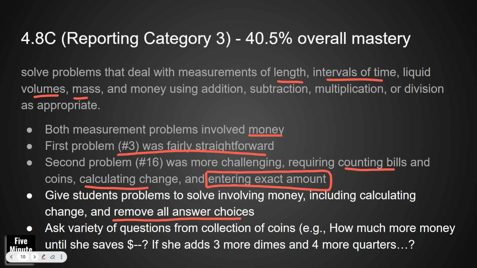Probably you want to give them an amount of money you're paying with in whole numbers, not necessarily decimals, because I think part of the problem might be subtracting and regrouping. And then we need to ask a variety of questions from a collection of coins because it's not always going to be a change question, right? Maybe how much more money, if you have this collection of bills and coins, until she saves this amount of dollars, which is going to do the same thing. You still need to subtract, but we need to ask it in different ways.